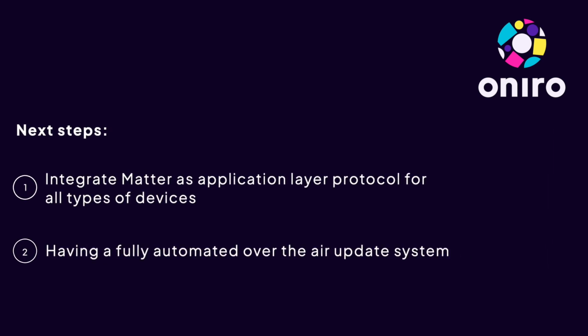For the future, we are planning on a few enhancements to this blueprint. One would be to integrate the Matter project, formerly known as CHIP, Connected Home over IP, to have as an application layer protocol for all kinds of devices. Another thing we are working on is having a fully automated over-the-air update system, which allows you to do updates for the gateway itself, but also assisted updates for the smaller nodes on the network.